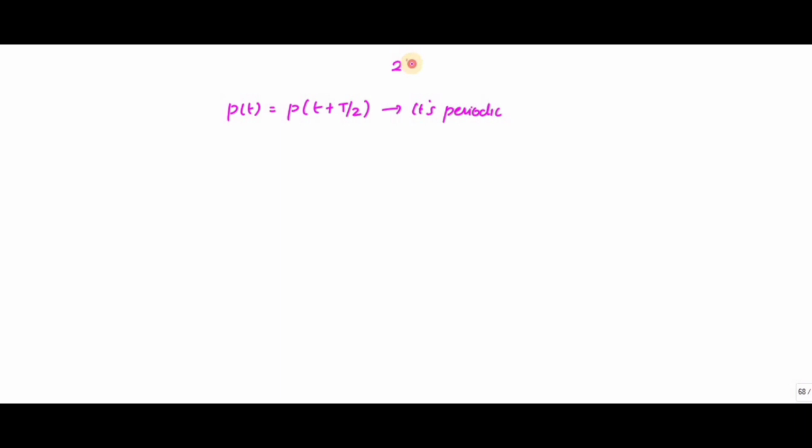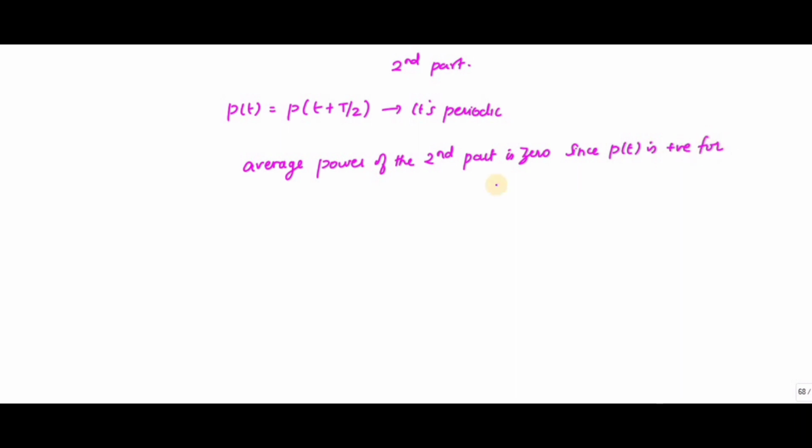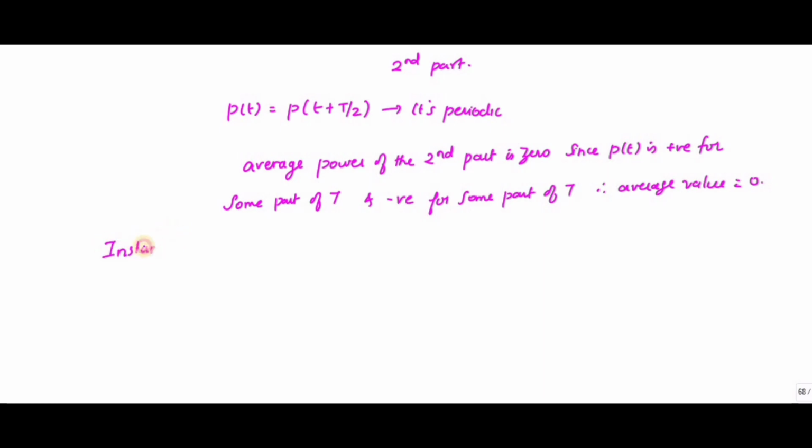You can see that one term of p(t) is independent of time and another term is dependent on time. The term which is independent of time is nothing but the average power. Why? Because the cos term is positive for half of the time period and negative for the other half of the time period. So if I take the average of these two, it becomes zero. So the second part goes to zero when we calculate the average power. The cos term which is dependent on time goes to zero when we calculate the average power.